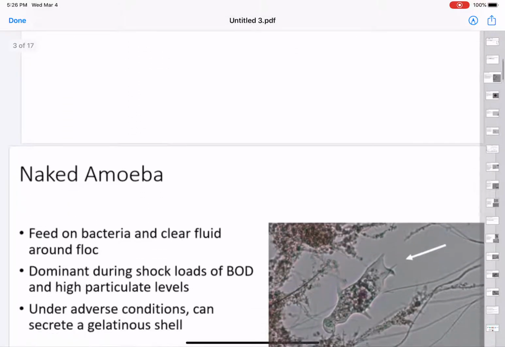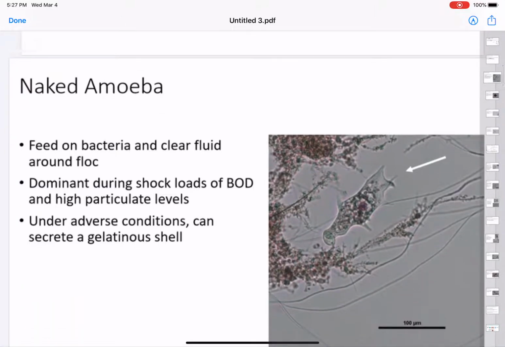Okay, so this is protozoa. Now we come to the naked amoeba. You can see it here, an example of a naked amoeba. This naked amoeba also feeds on bacteria. You can see that most of the wastewater here is cleaned of free living bacteria, but this amoeba is famous for eating bacteria. And of course, it will feed on the clear fluid around the floc.